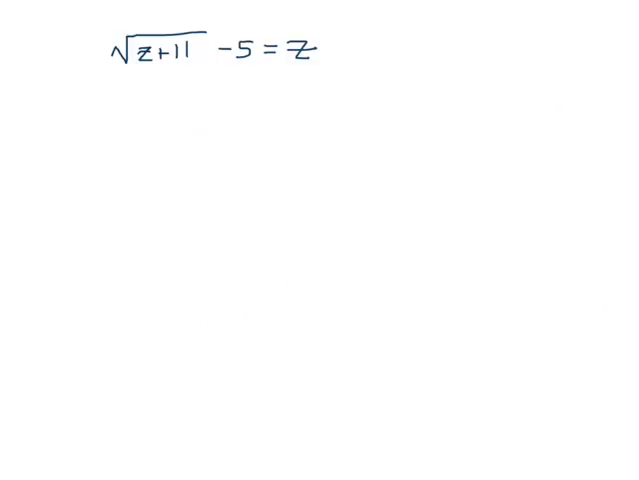In this video, we will solve a radical equation. Here we only have one radical in the problem, so our first step is to isolate that radical sign. We want it to be on one side by itself. To do so, we'll do the opposite of subtracting 5, so we will add 5 on both sides of our equation.